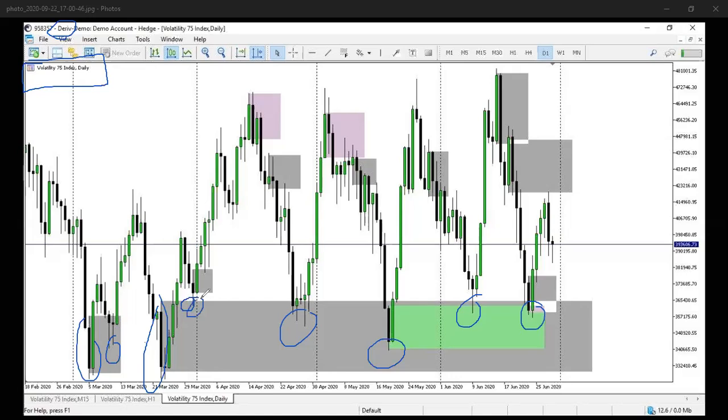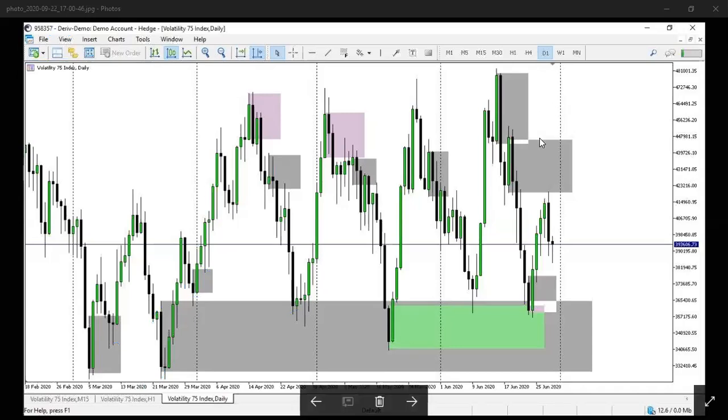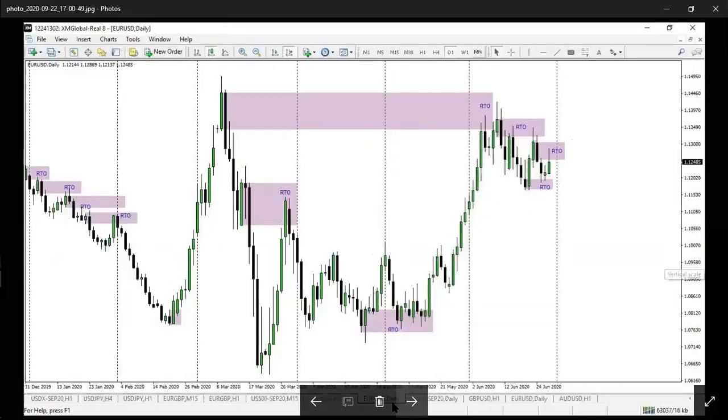Order block, return to order block. Order block, return to order block here. Order block here, this is the return. This is the order block, this is the return. Order block again, this is the return. So as you can see, it's all about picking orders. They're coming back to pick orders into the market.